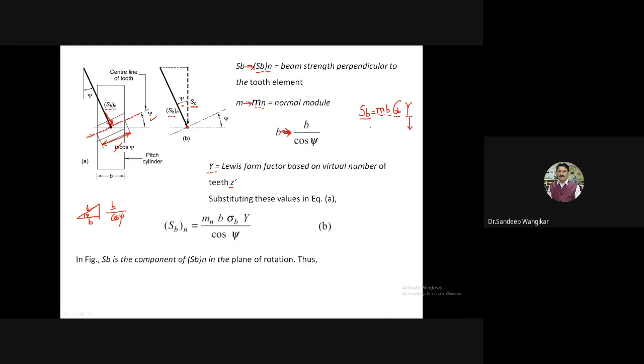So, if I substitute all the values, for your understanding I will write once again. SB will be replaced by SBN. M will be replaced by MN. B will be replaced by B divided by cos of psi. Sigma B will be as it is, and Y will be for virtual number of teeth. So the equation becomes SBN is equal to MN B sigma B Y divided by cos of psi.